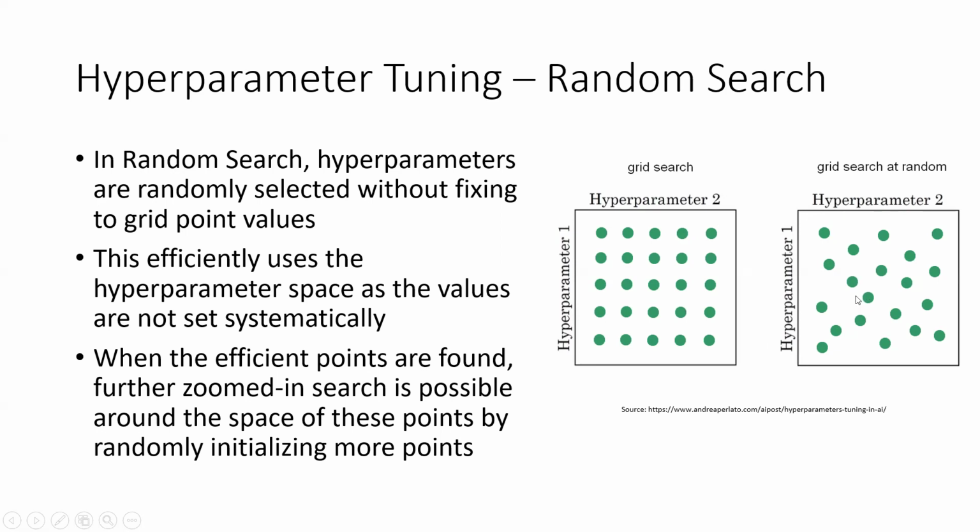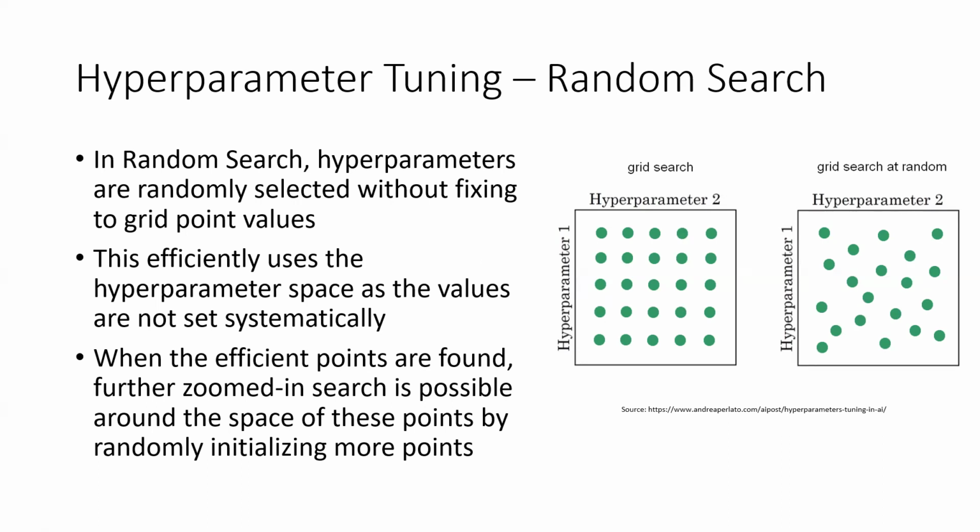And then you can zoom in again and add more random values around that particular point, and then continue, right? In this way, step by step, you can zoom into the points where the hyperparameters are getting optimized, and hierarchically you can train for the optimum hyperparameter values, right?